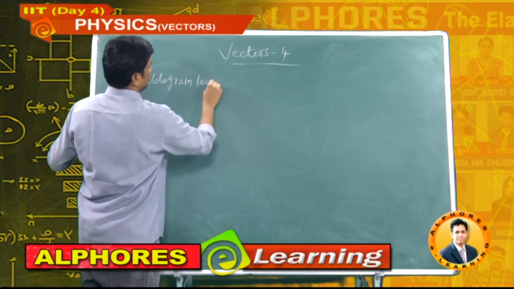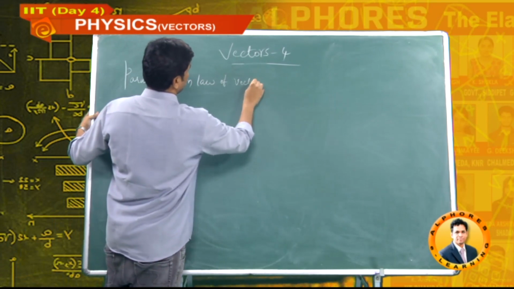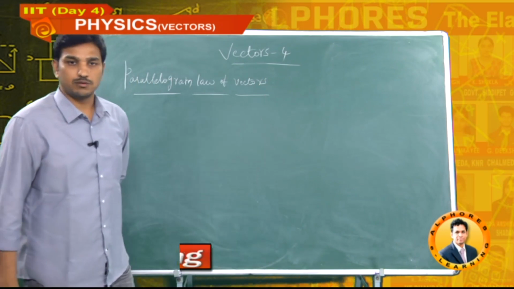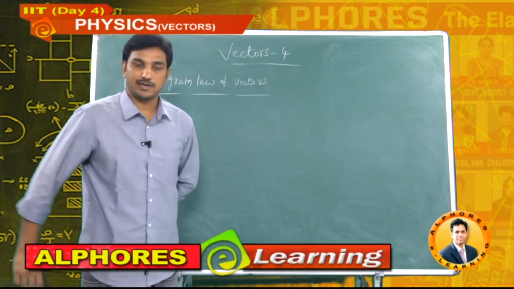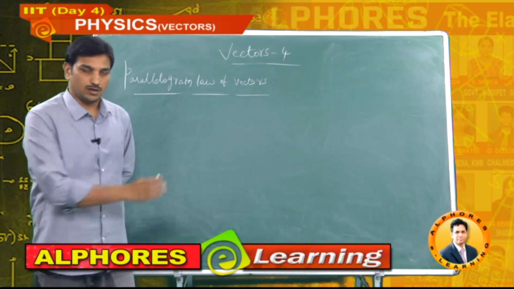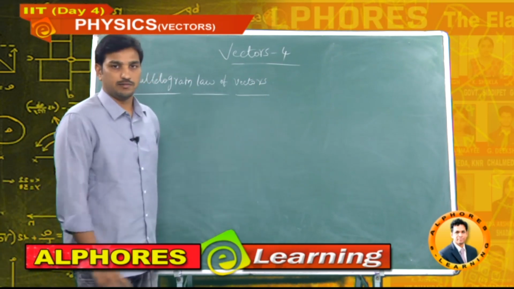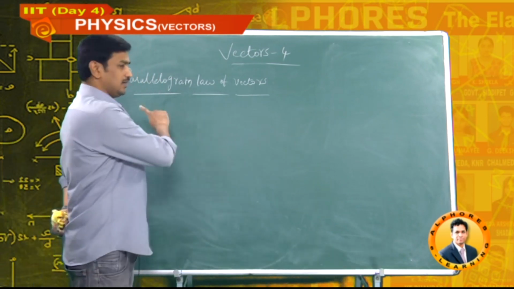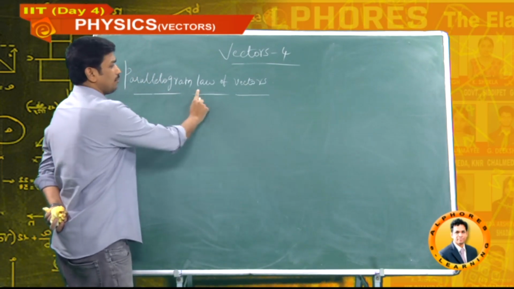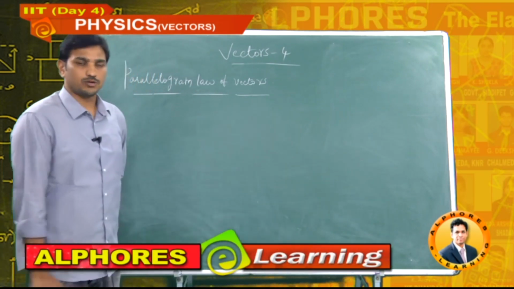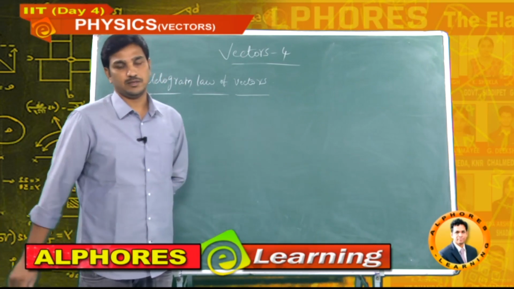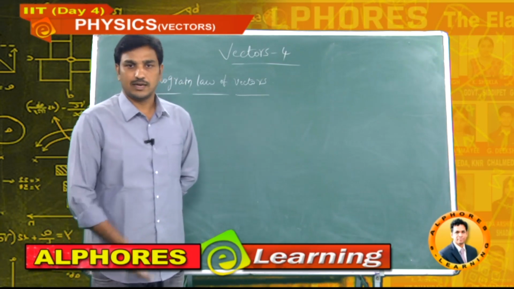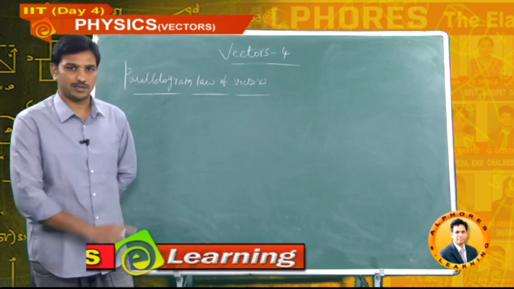Parallelogram law of vectors. Just now we have completed triangle law of vectors. That is how we are using it in physics. Already we discussed, we are using it to calculate displacement. Not only displacement, in different points we will use that triangle law of vectors. Parallelogram law of vectors is also used to add the vectors. Here also the angle between the two vectors is other than 0 and 180. Here also we are using parallelogram law of vectors.